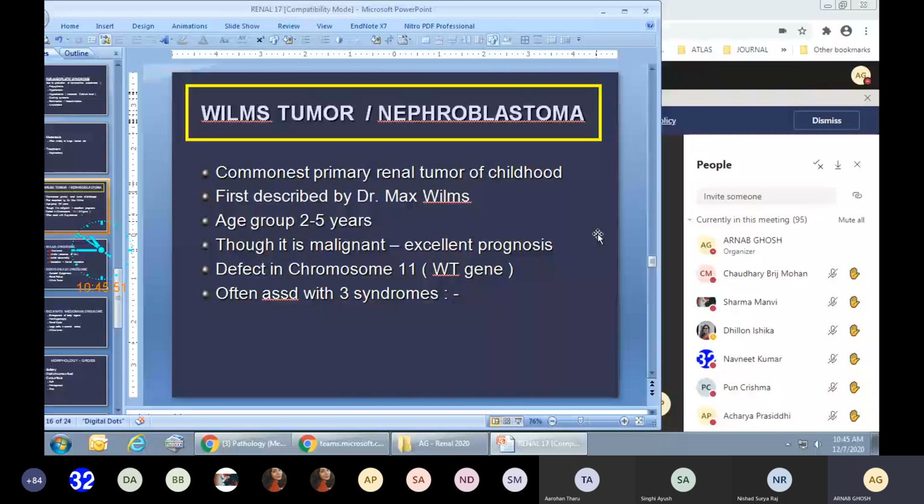So Wilms tumor or nephroblastoma. As the name suggests, it arises from nephroblasts, or primitive kidney cells. That's why the name is nephroblastoma. And the name Wilms tumor came because it was discovered by Dr. Wilms. This is the commonest primary renal tumor of childhood, first described by Dr. Max Wilms. Age group is children.